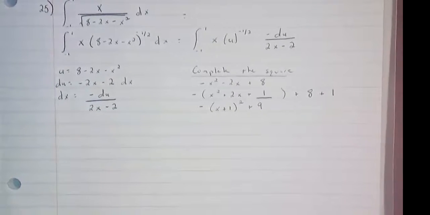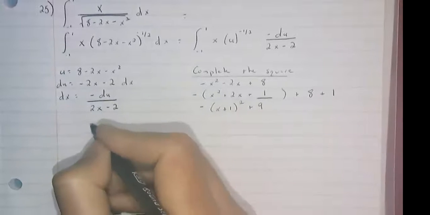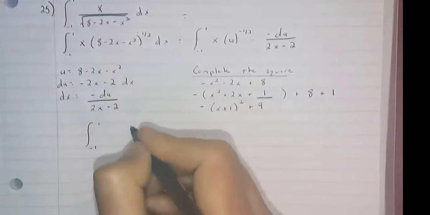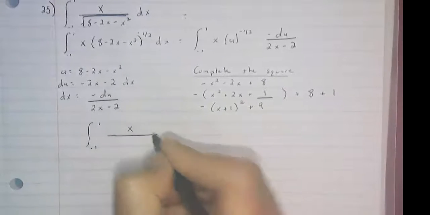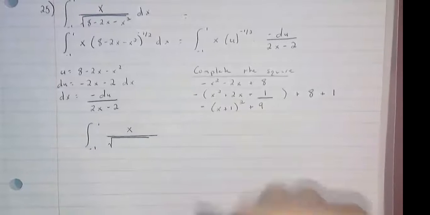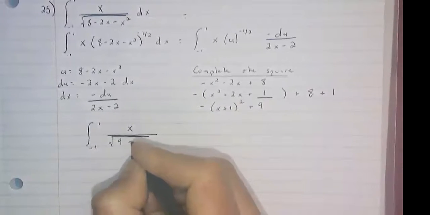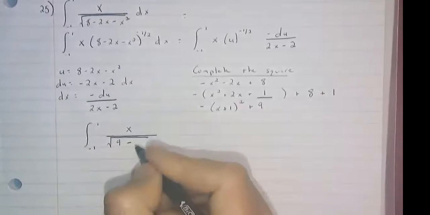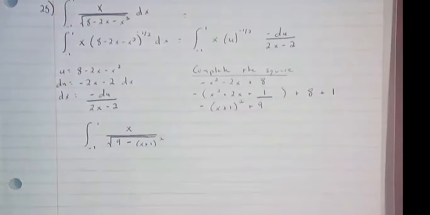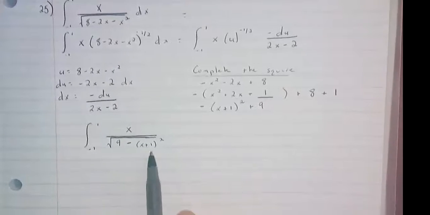Does this help us? Maybe. So let's rewrite this. The definite integral from -1 to 1, x over the square root of 9 minus x plus 1 squared. Doesn't feel that good to me still. We like our stuff. Oh, that looks like something to me. Here's A, here's U.